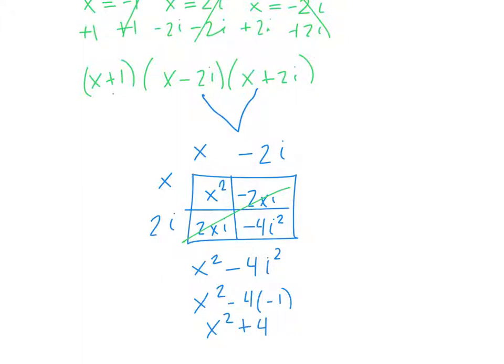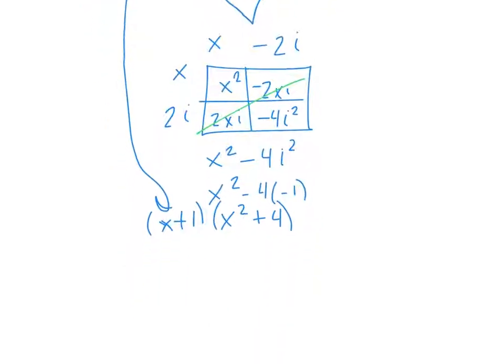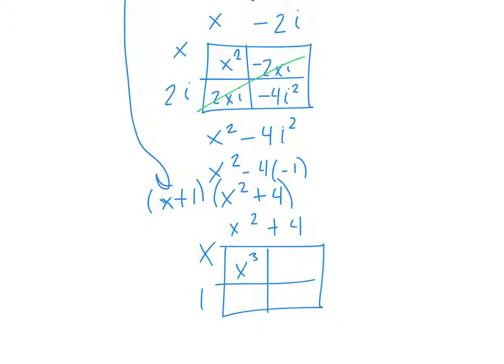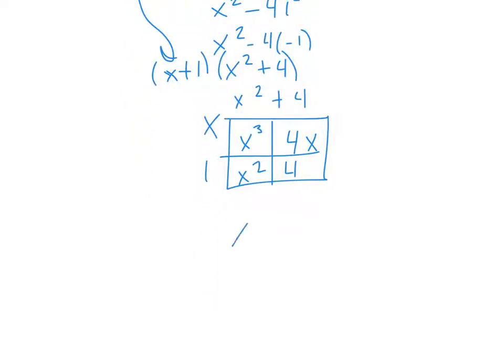I'm not done yet though because I have this x plus 1 piece that I do need to multiply by. So I'm going to do box method one more time to get my final polynomial with integral coefficients, so no imaginary coefficients. So I get x cubed, 4x, x squared, and 4. And my polynomial is x cubed plus x squared plus 4x plus 4. And we always want to give polynomials names, so I'll name it p of x.